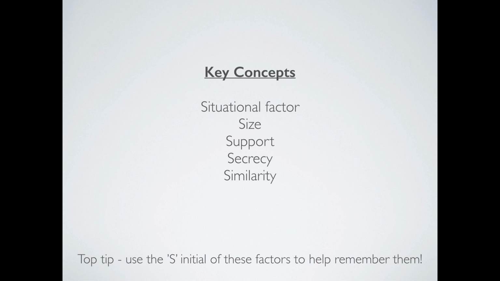Key concepts, these are the situational factors that we've looked at here. So group size, social support, secrecy of your response, and the similarity of yourself to the group as well. I like to remember these by using the S initials. So these are the 5 S's: situational, size, support, secrecy, similarity. And this will probably help you if you've got an essay about these in the near future.